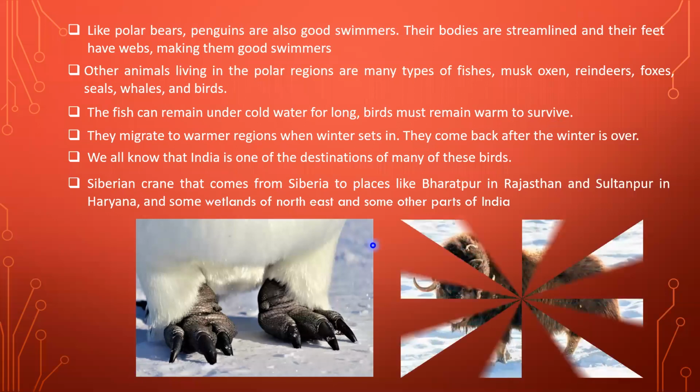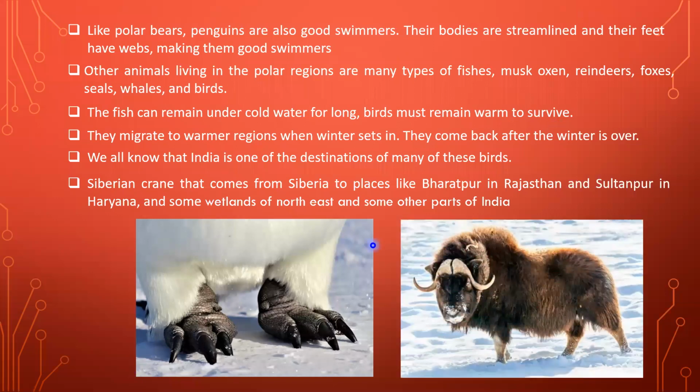Now, I just mentioned musk oxen previously, which is a buffalo-like animal. Here is the image of the musk oxen, which is observed in the polar region. By observing that, you can easily see a very thick layer of fur present on its body. So they can easily survive in that extreme cold region. So this is an animal which is present in the polar region.